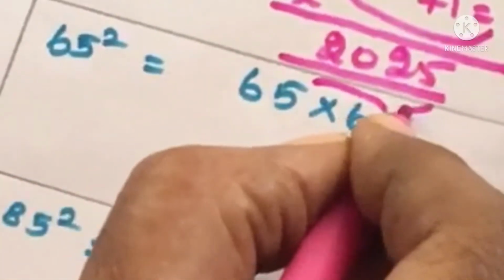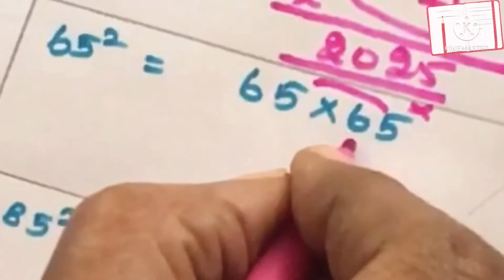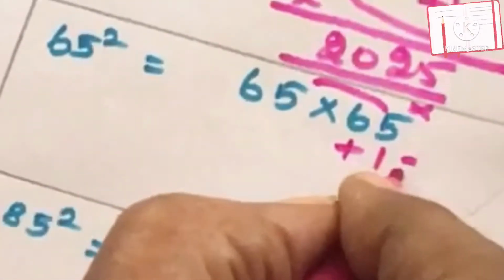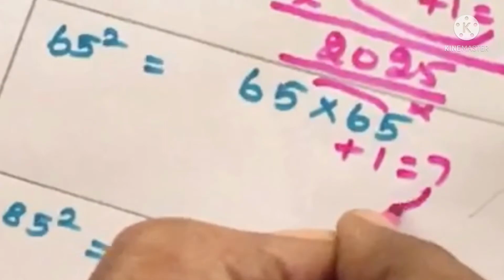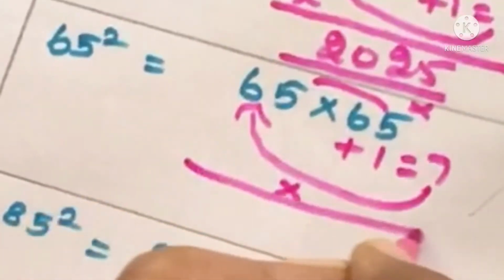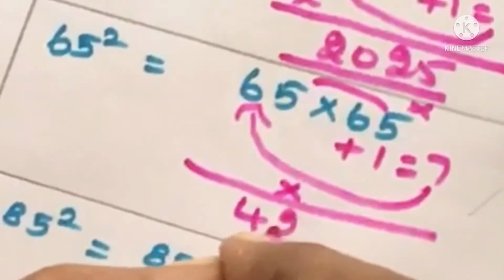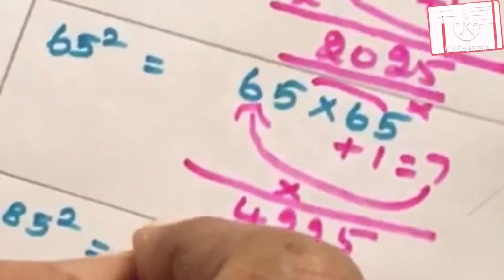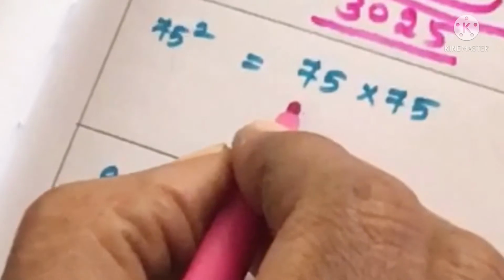Next we are going to see the square of 65. The same procedure is followed here. The ones digit both on your right and left is going to be multiplied, which will give you 25. Next, the tens digit is going to be added with 1, which will give you 7, and that is going to be multiplied with the tens digit on your left hand side, 6. So the final answer is 4225.